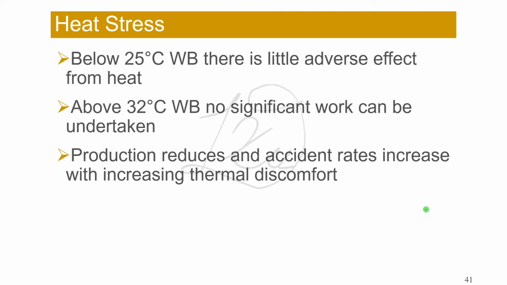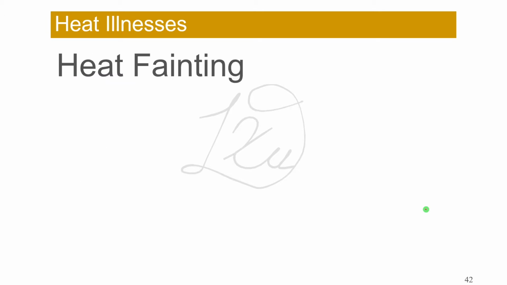If the environment temperature is below 25 wet bulb, there is little adverse effect from heat, and above 32 wet bulb, no significant work can be undertaken. Studies have shown that production reduces and accident rate increases with increasing thermal discomfort. Overexposure to a hot environment causes different levels of illness.